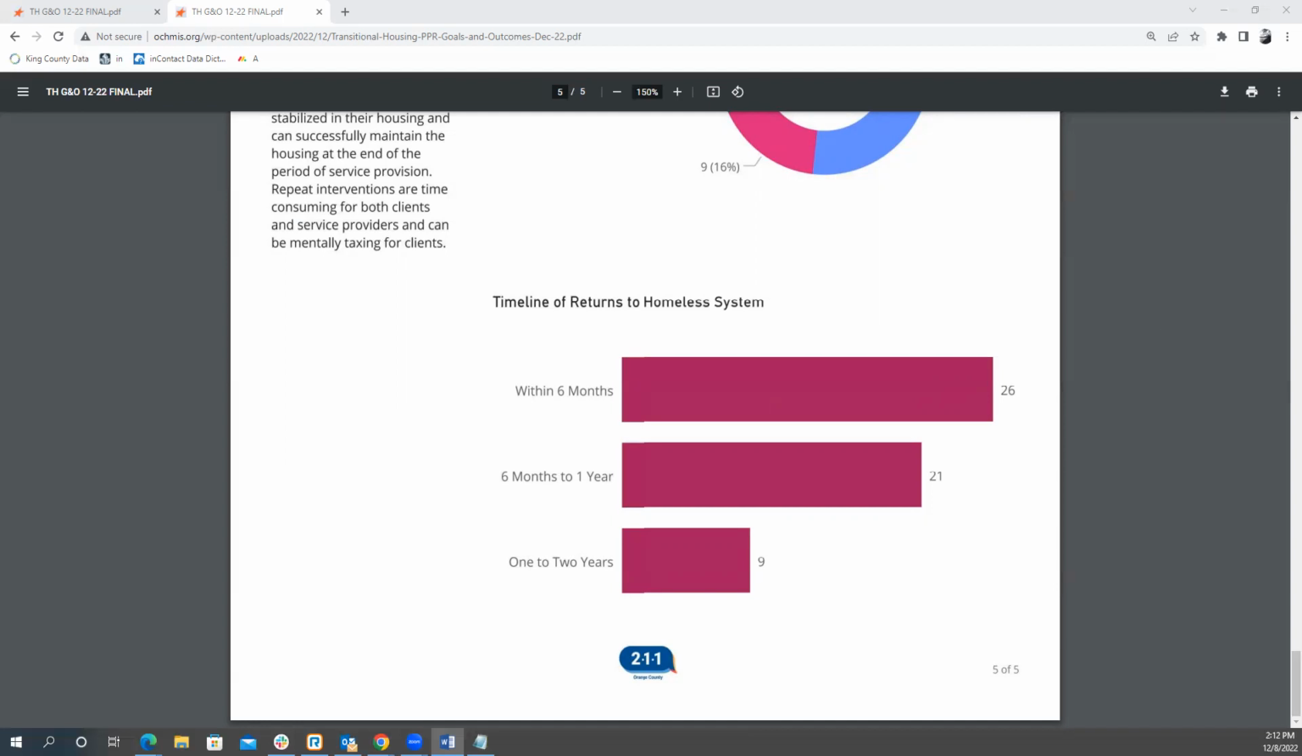And that is the last measure I have on the project performance reports. Does anyone have any comments or questions or any details they want me to go over for the PPR? Right, I'm not seeing anything coming in.